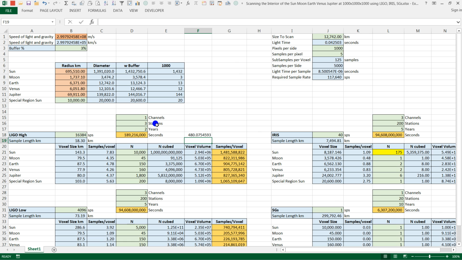One channel, 3 stations, 2 years, 365 days a year, 86,400 seconds per day. That's 189 million seconds worth of data, which you multiply by how many samples, so during the second, this is how many samples are going into each voxel. Is that right? I think I got it, yes.